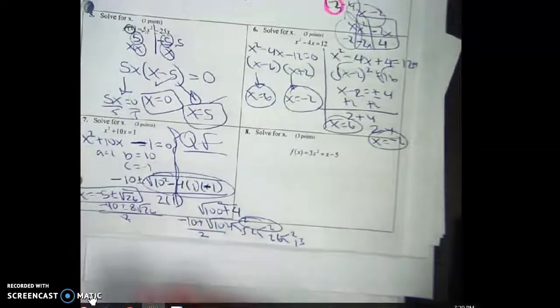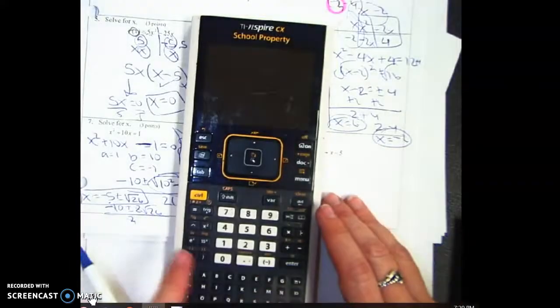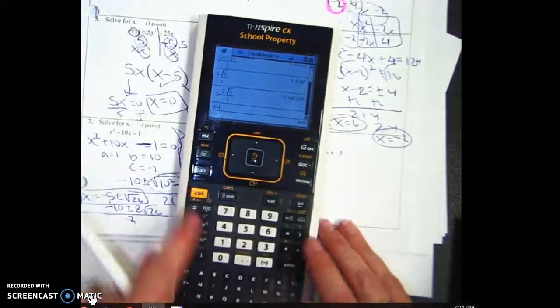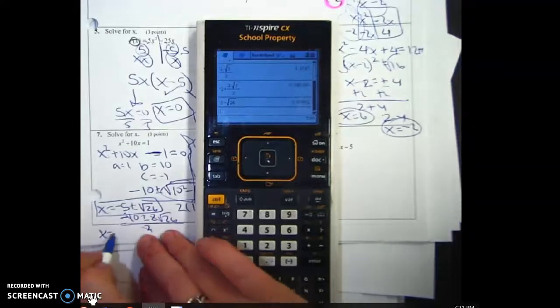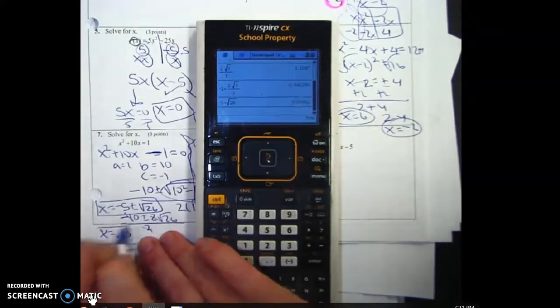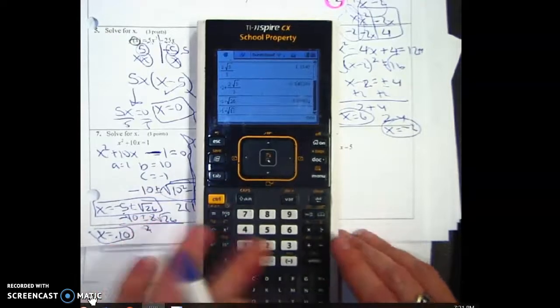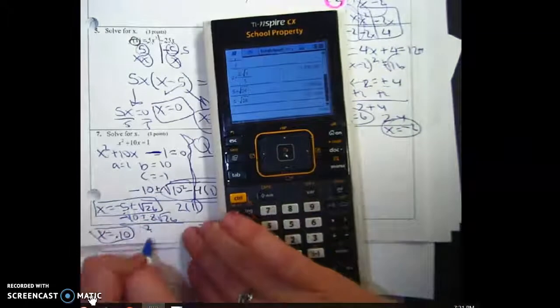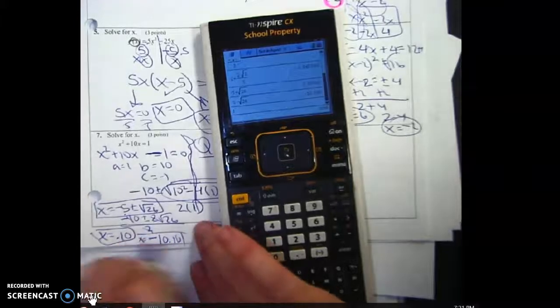You give me that, you're great. You want to get bonus, plug into the calculator, -5 plus the square root of 26. X equals 0.10 and -5 minus the square root of 26, and you get x equals -10.10. Okay? All right, last one.